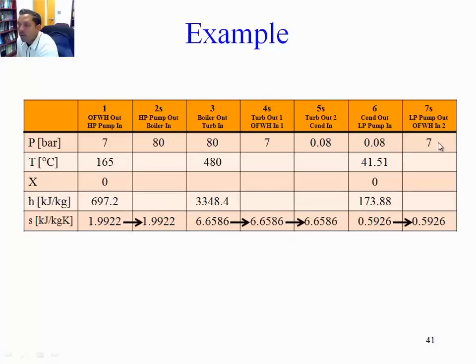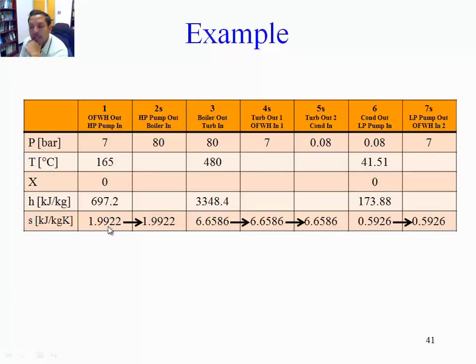Now we plug all these conditions back into the table. At the inlet of the high pressure pump, pressure 7 bar, temperature is 165. Now notice that what goes to the boiler, before, we took saturated liquid water at 41 Celsius. Now we're going to take compressed liquid water at slightly more than 165 into the boiler. So the investment in the boiler is going to be considerably less.